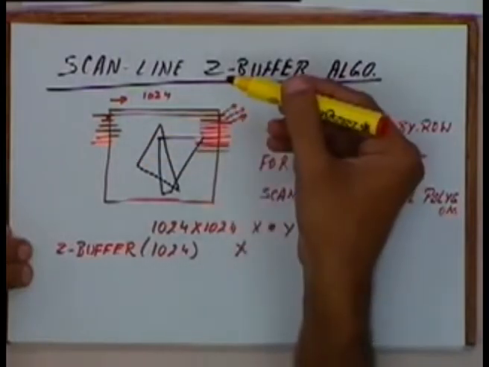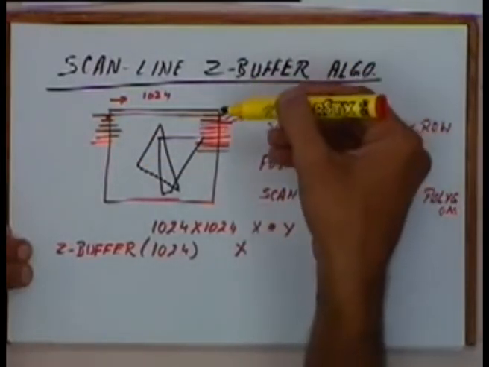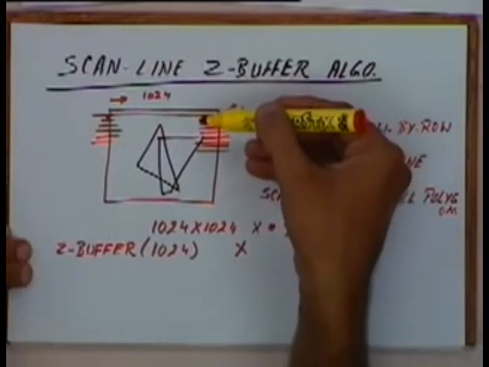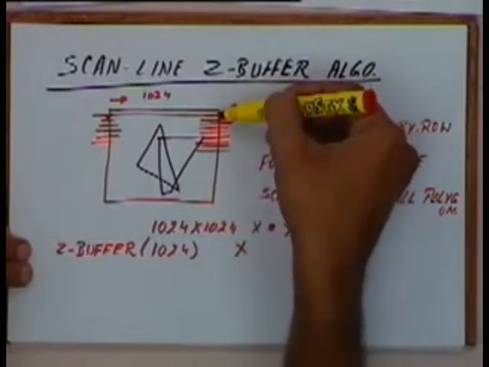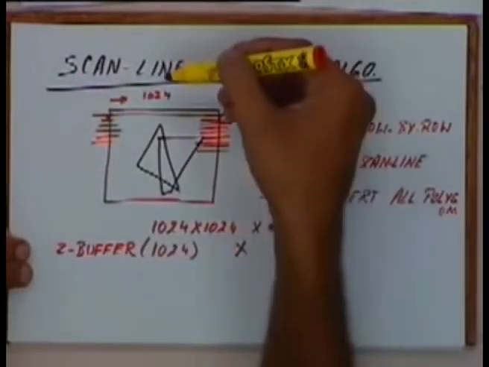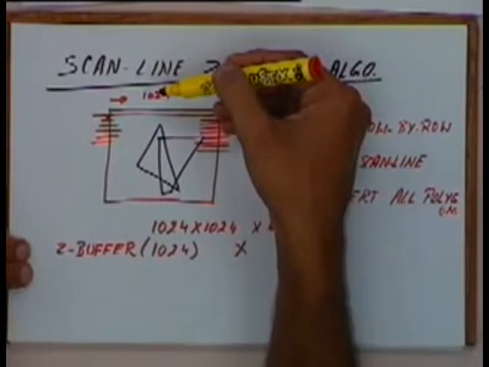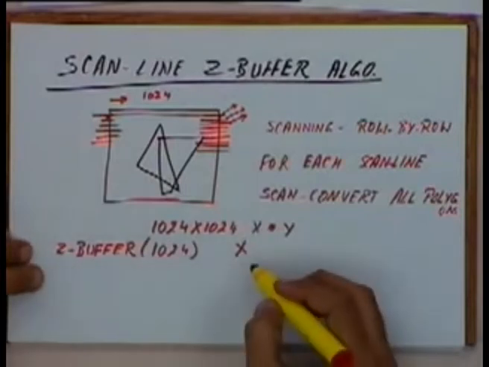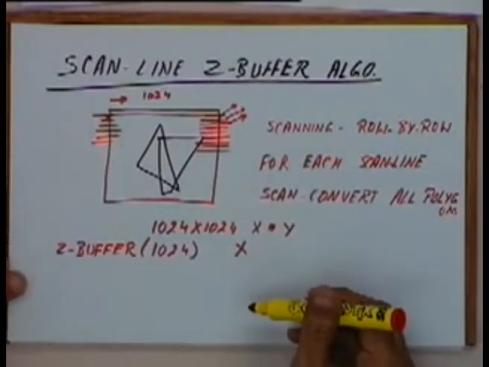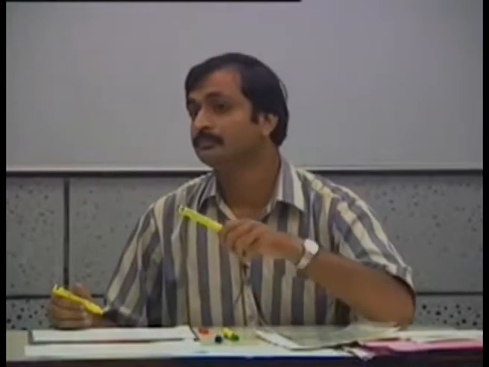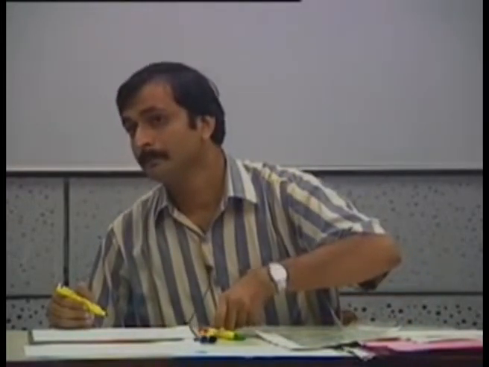It's a similar algorithm, except for the fact that the scanning will be done scanline by scanline. I'll maintain a Z buffer only for one row. I won't maintain a Z buffer for the complete screen. This way I'll be able to cut down on the space requirements. The space requirements will be much smaller. At each scan line I'll update the buffer.